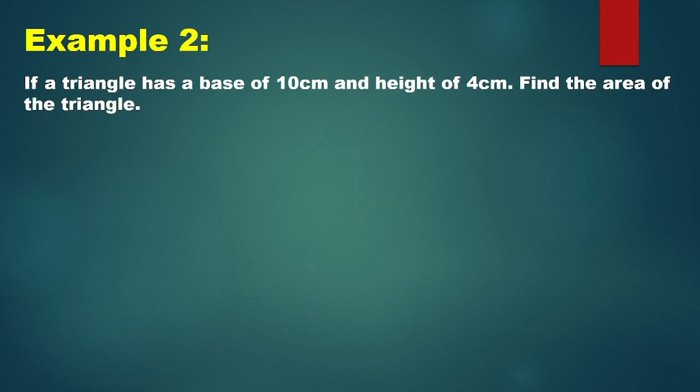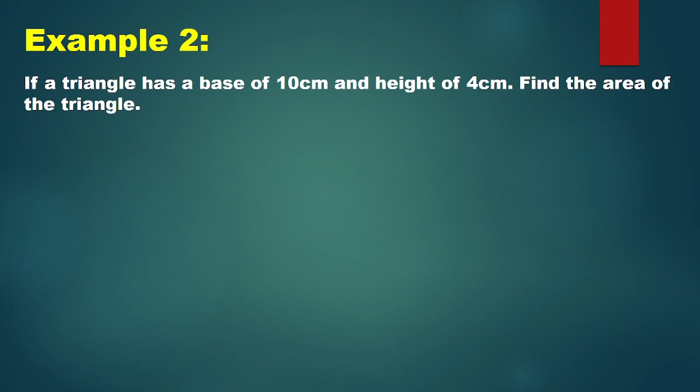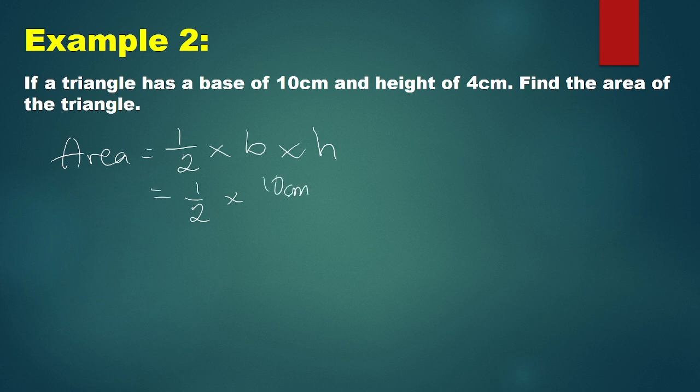Then another example says, if a triangle has a base of 10 centimeters and a height of 4 centimeters, find the area of the triangle. So to do this, we just apply the formula for the area of a triangle. Area is simply half multiplied by the base multiplied by the height. That is 1 over 2 multiplied by 10 centimeters over 1 multiplied by 4 centimeters over 1.